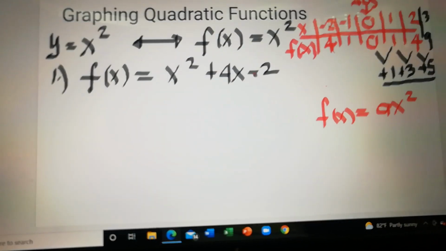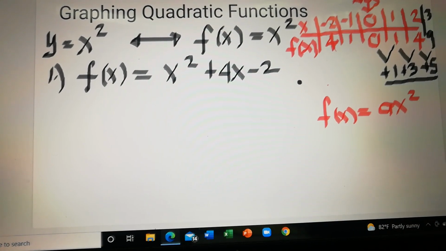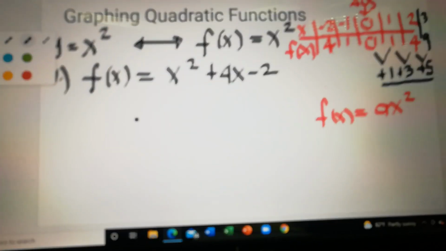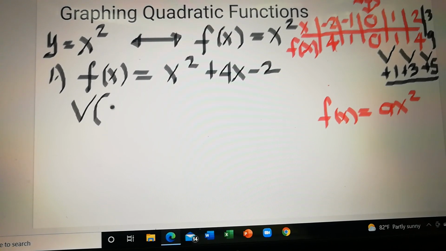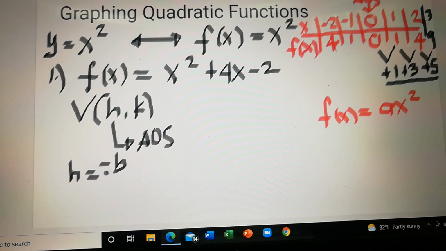Next is, how about the graph of f of x, which is equal to x squared plus 4x minus 2? So your focus here is to find the axis of symmetry, or simply the vertex. We know that the vertex is h and k. So the coordinate of your vertex is (h, k), where h is your axis of symmetry. Okay, so the formula for h is equal to negative b over 2a.